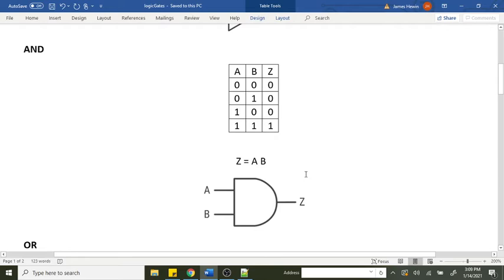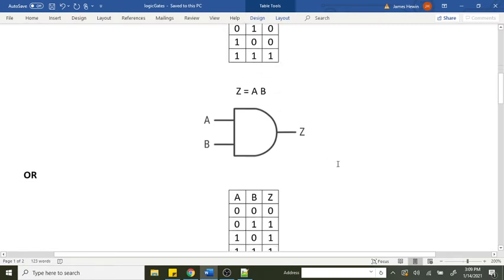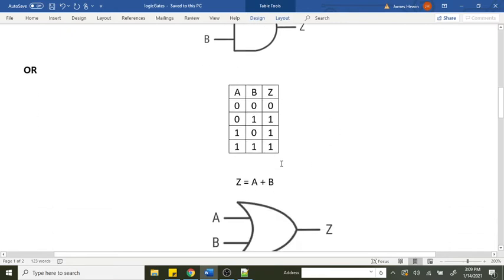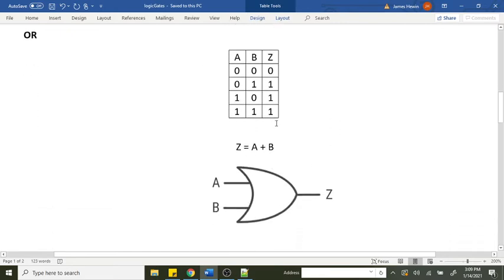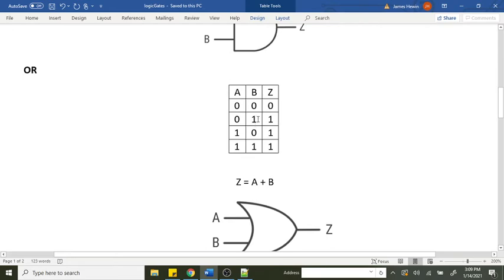Okay, so that is the AND function. The thing to remember about the AND function is that all inputs have to be logic 1 to produce a logic 1. Now moving on to the OR function, the OR function only requires that one of the inputs be a logic 1 to produce a logic 1.